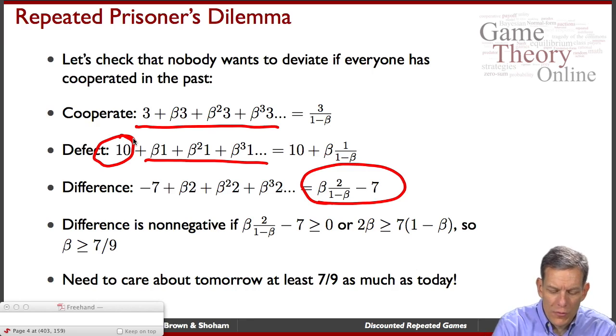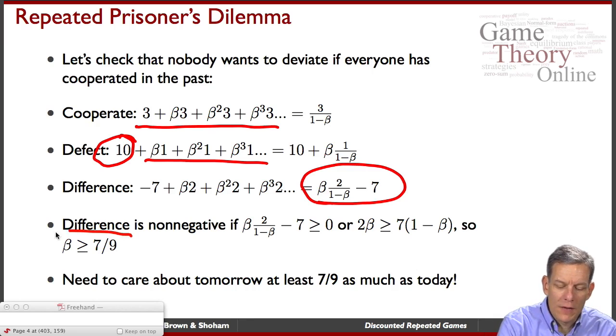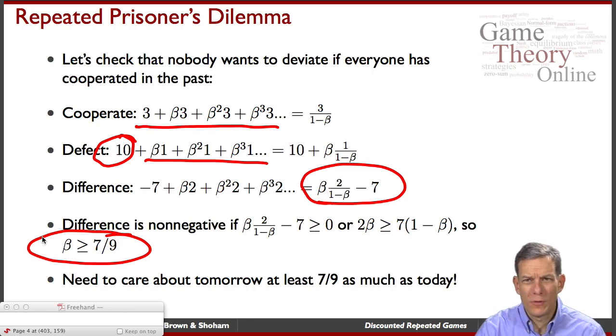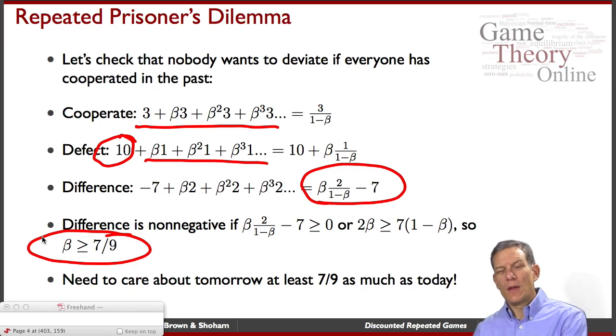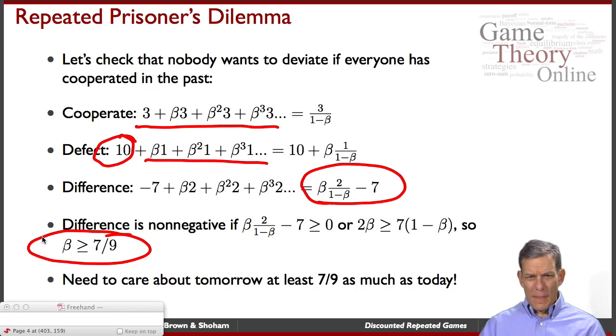So when you go through and solve for that, now beta has to be at least 7/9 before players are going to be willing to cooperate. So you have to care about tomorrow at least 7/9 as much as today. Okay? And so you can see the basic logic here, right? There are trade-offs of punishments tomorrow versus a good payoff today.